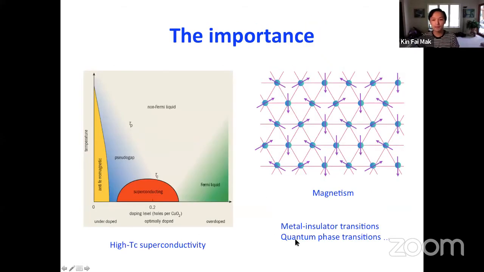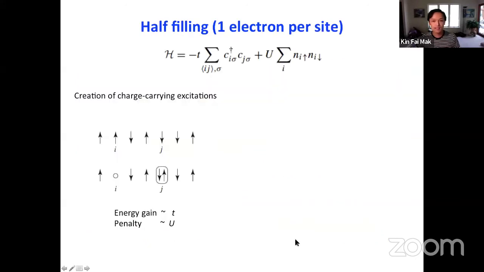The Hubbard model is very important. I don't need to emphasize it more. It's believed to be the correct model to describe high temperature superconductivity, magnetism in insulators, metal-insulator transition, and a whole set of quantum phase transitions. So even with just this simple model, let's see what the predictions are in some simple situations predicted by the Hubbard model.